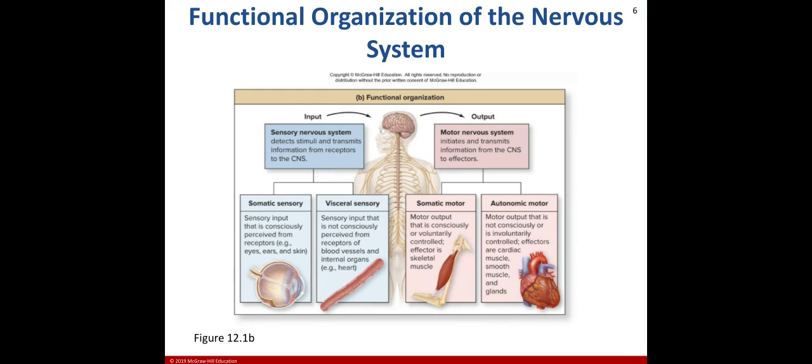The motor nervous system, that's what's going to be doing the response or the change. So it's coming from that central nervous system to the effectors. That is going to be things that are somatic, that you control voluntarily, like moving your arms and legs, or things that you don't consciously control, like your heart beating or glands.